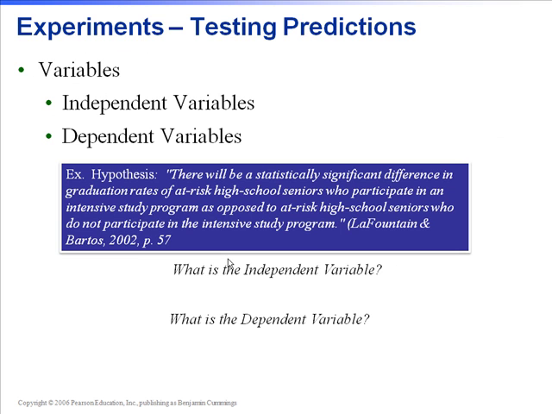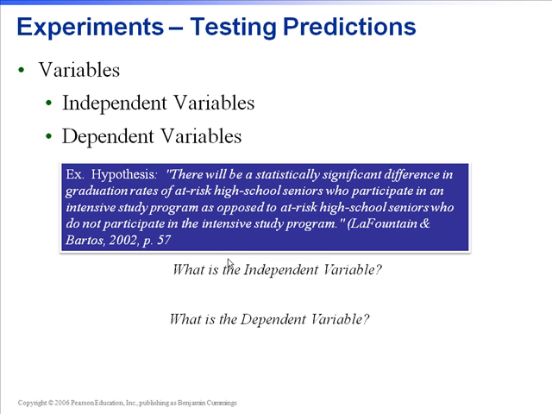When we're setting up an experiment, there's a number of things we need to be aware of. First of all, experiments involve variables. Okay? Variables are conditions that can be changed or that can change. And scientists manipulate variables. They change variables and they see what happens.